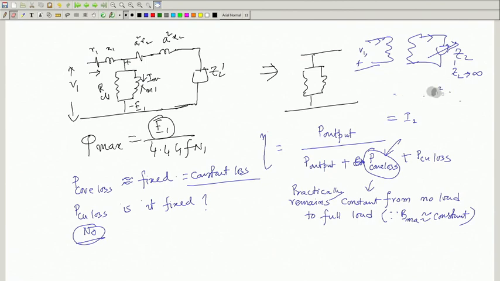What is the total copper loss? In terms of the approximate equivalent circuit, the copper loss at any current I2 on the secondary side will be I2 dash squared into Re1.